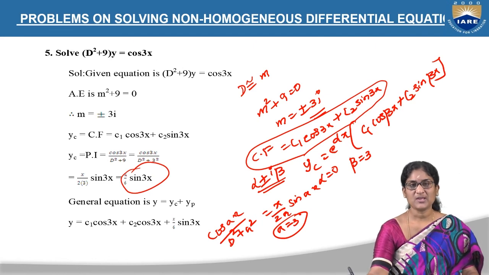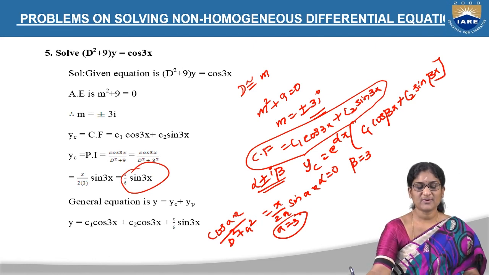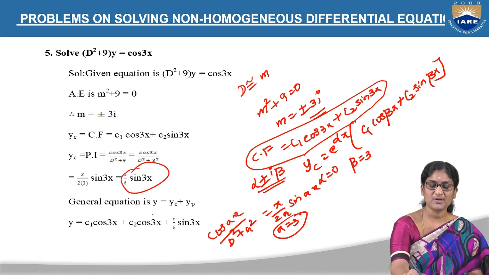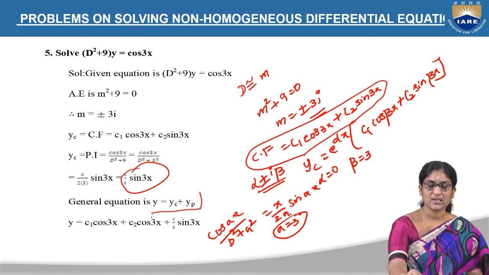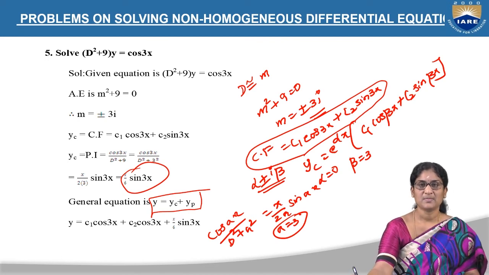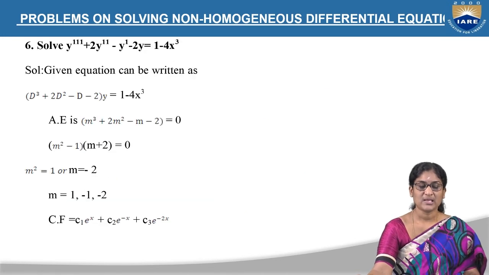Again, the same thing. The general solution of the given non-homogeneous differential equation is the complementary function plus the particular integral. So c1 cos 3x plus c2 sine 3x plus x by 6 sine 3x is the general solution of this non-homogeneous differential equation. Similarly, one more problem is there.